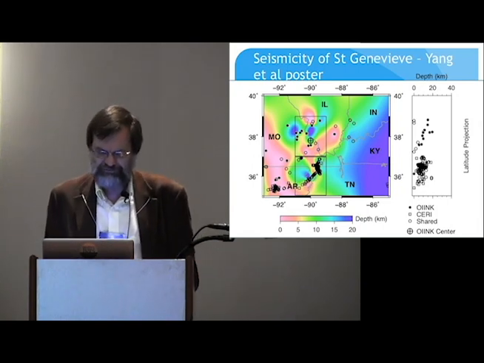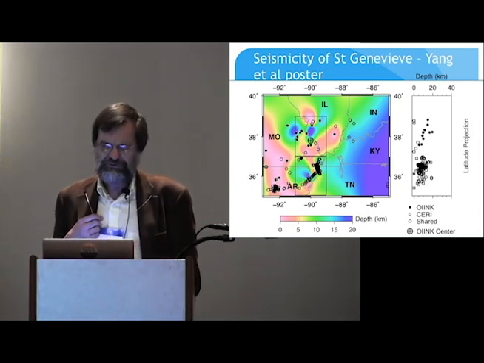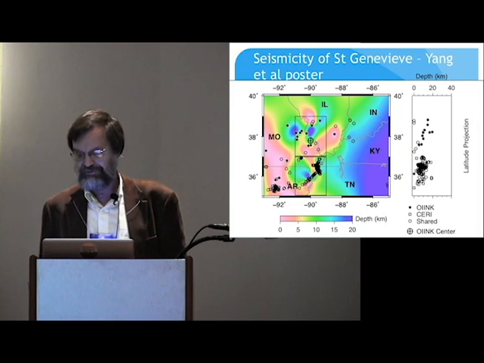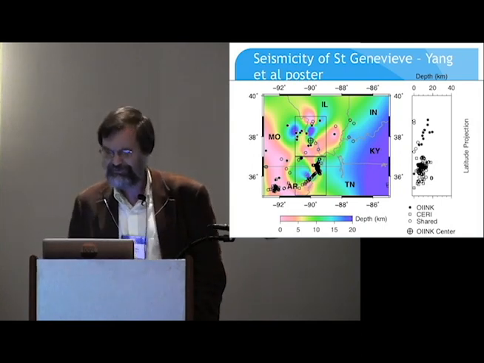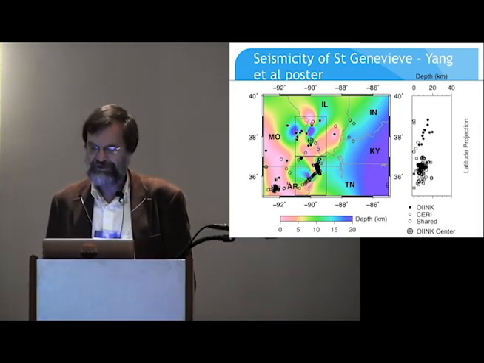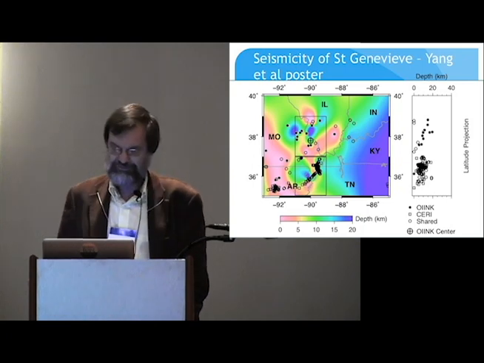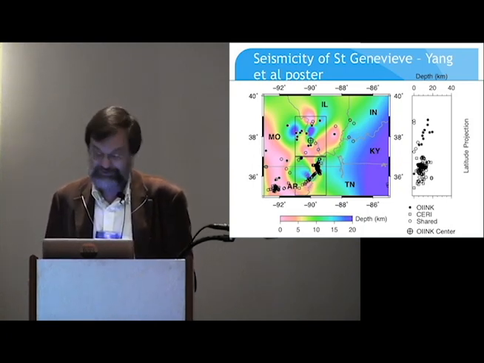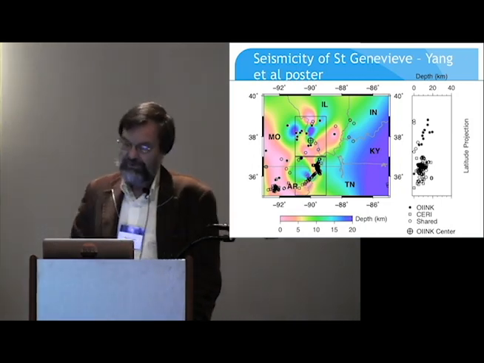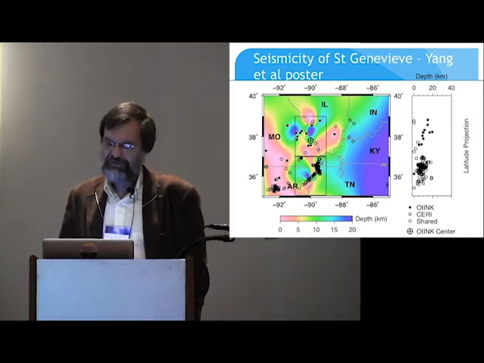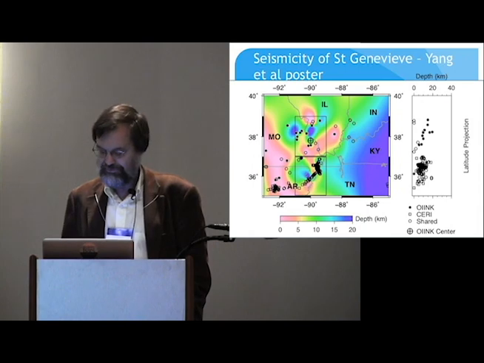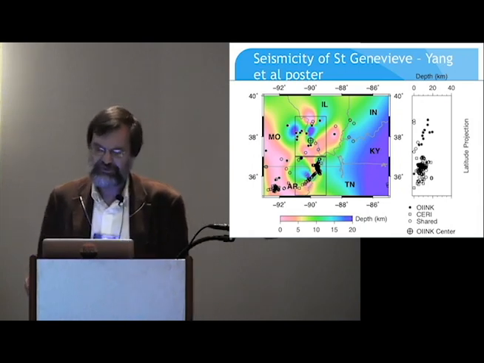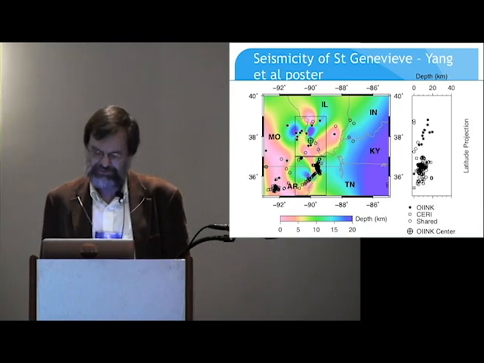Here are the results we had from about 10 months of seismicity, which is not a large number. There are a total of 20 identified earthquakes, although there are probably something on the order of 2,000 mining explosions. What we see is a cross section on the right and a map in the middle.